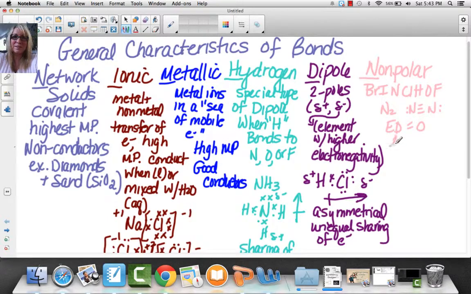They are going to be linear, or what we call symmetrical. Therefore, there is an even charge distribution. This is the weakest of all bonds, and they have low melting and boiling points.